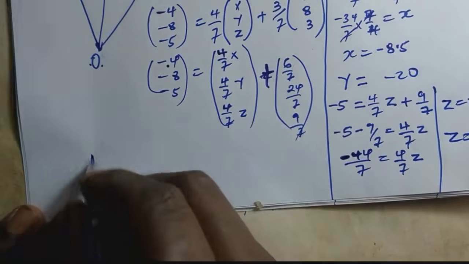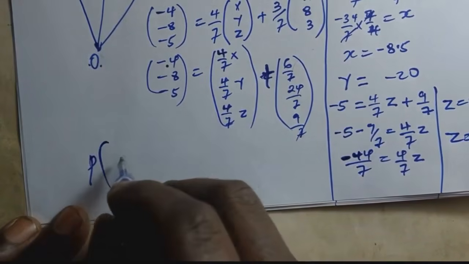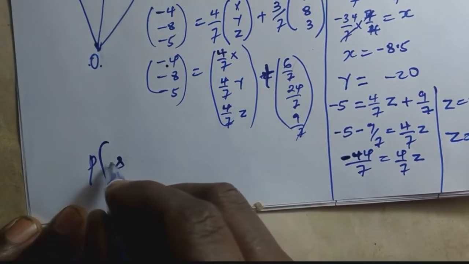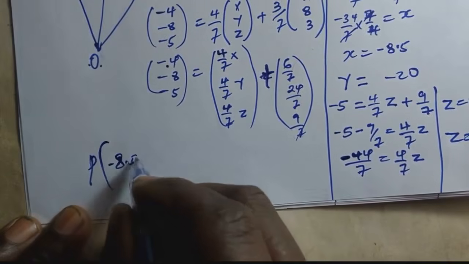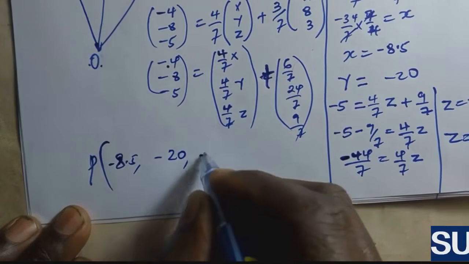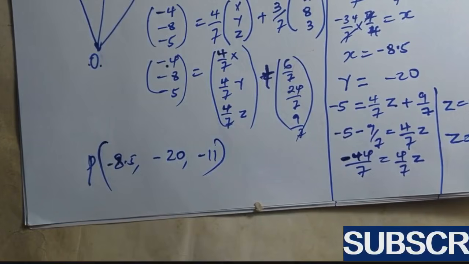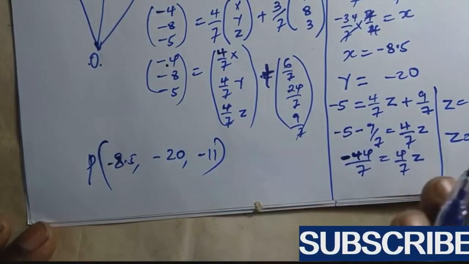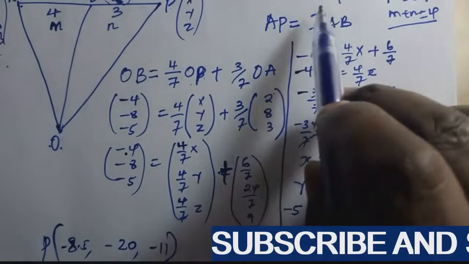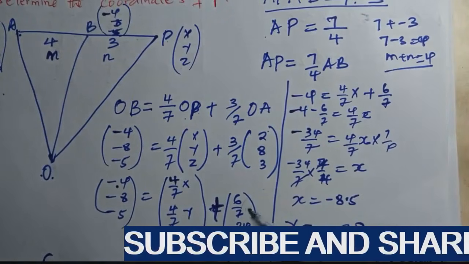So you will get that p will be 8.5 minus 8.5, negative 20, negative 11. That is the coordinate of p. There is a way you can do it again directly. If you have understood what I have been explaining here, it is even more direct than this one.